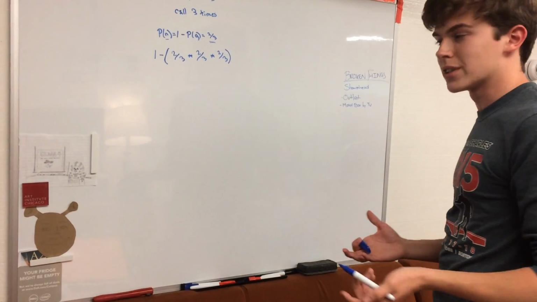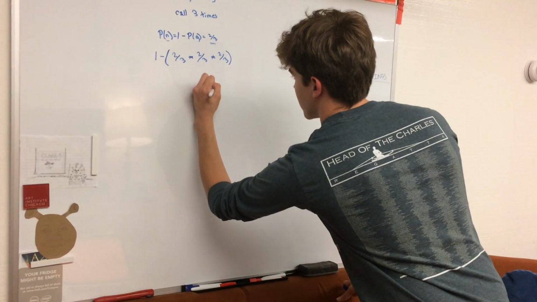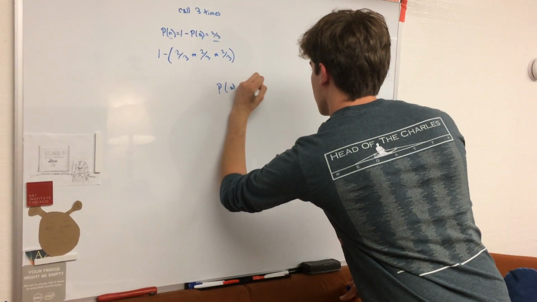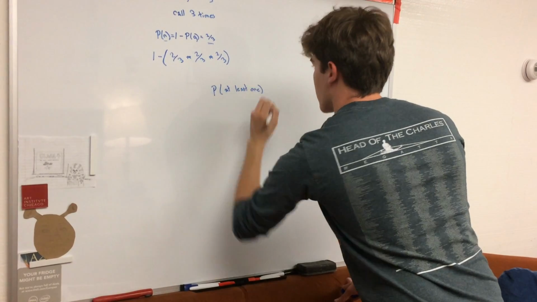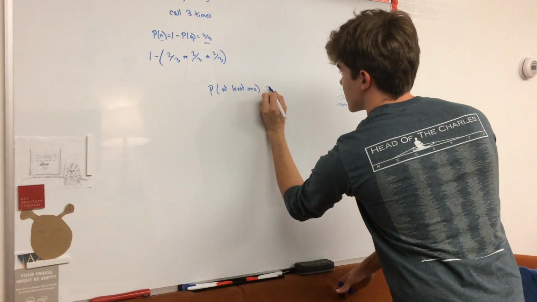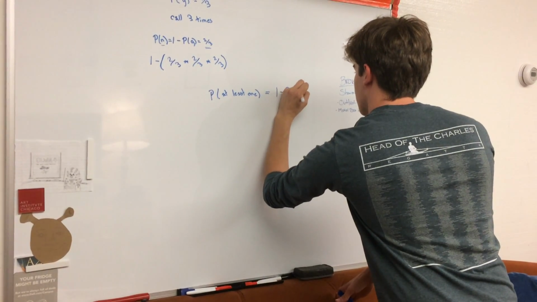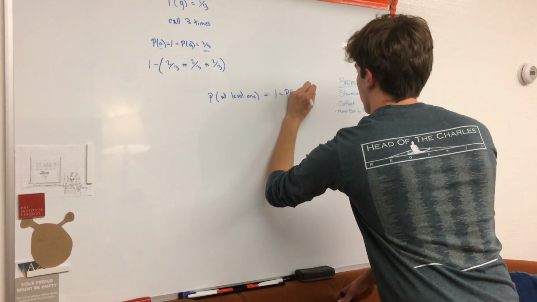Anytime that you have a probability where it's the probability of at least 1, we can think of that as 1 minus the probability of none, or not at least 1.